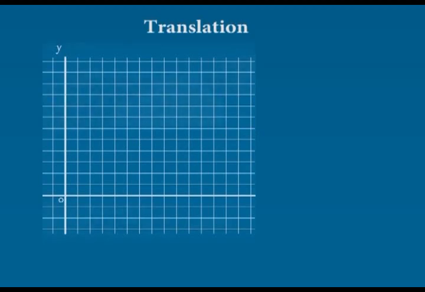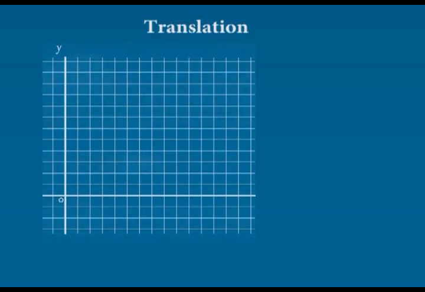Next, translation. A translation is a transformation that moves an object from one place to another without turning it or changing its size or shape. Translation is done using what we call column vectors on a grid. Column vectors tell us exactly how the object needs to move.